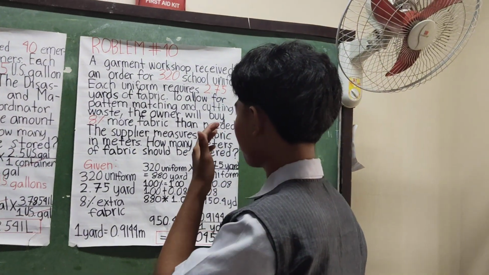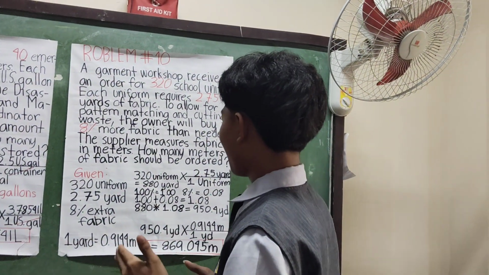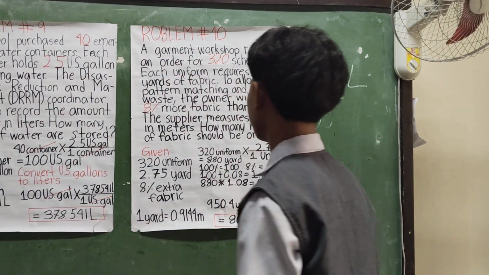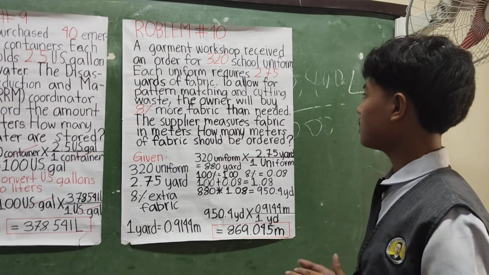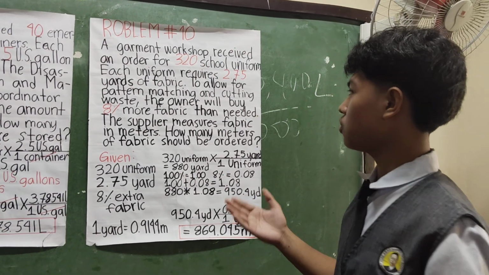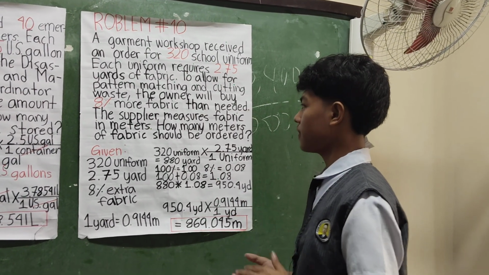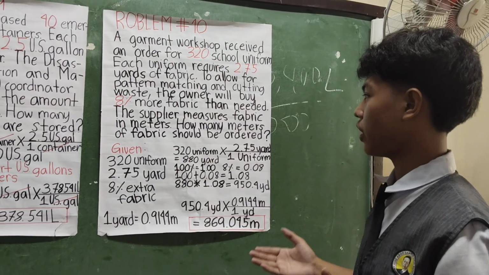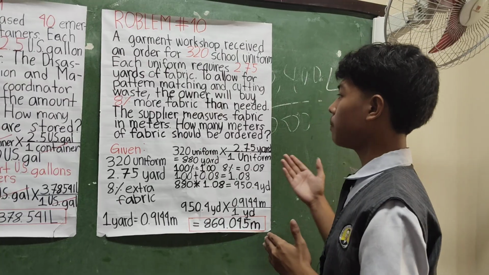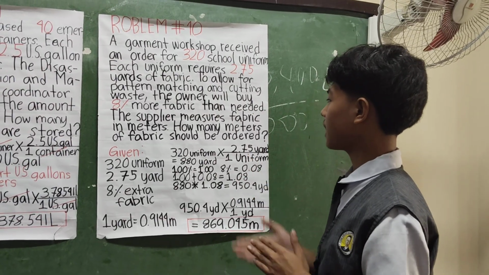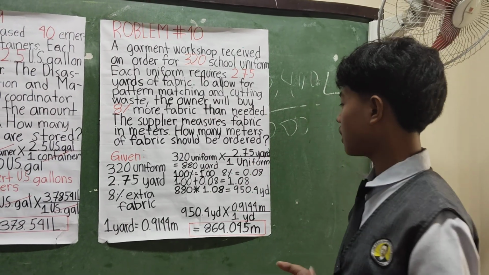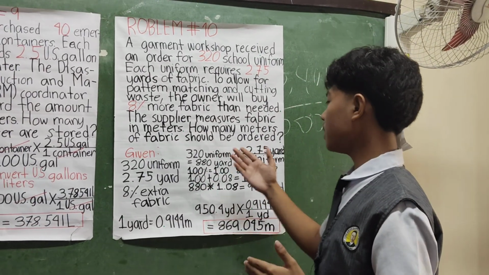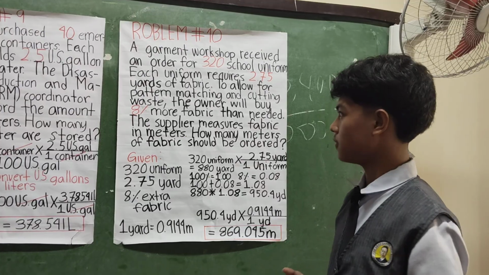First, we are going to read the problem. A garment workshop received an order for 320 school uniforms. Each uniform requires 2.75 yards of fabric. To allow for pattern matching and cutting waste, the owner will buy 8% more fabric than needed. The supplier measures fabric in meters. The question is, how many meters of fabric should be ordered?